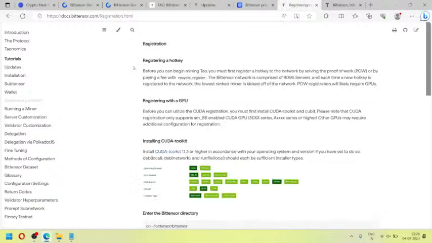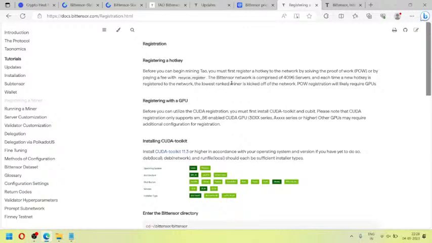And you can be a miner in here. If you're interested in mining, you can register in the Bittensor, registration for the miner. Registering a hotkey before you can begin mining TAO: you must first register a hotkey in the network by solving the proof of work, PoW, by paying a fee.